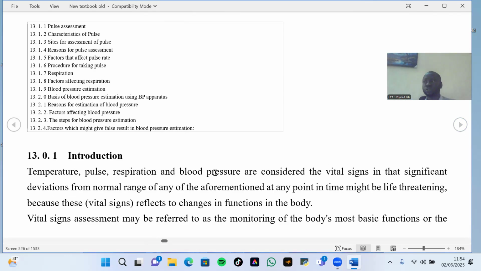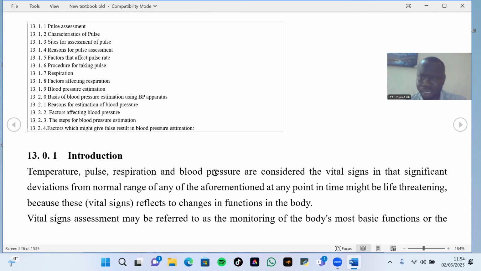By way of introduction, temperature, pulse, respiration, and blood pressure are considered the vital signs in that they are very much important, because if there's changes or what we call deviations from the normal range, then patients might be at risk or maybe life-threatening. That is why if you walk into a hospital, these are basic things, basic assessments that must be done after taking your information.